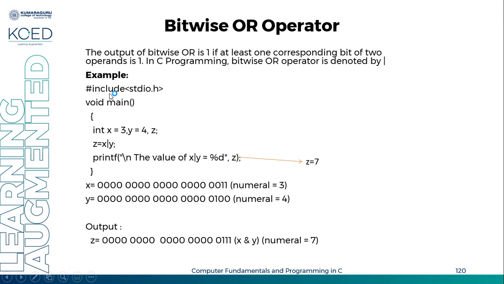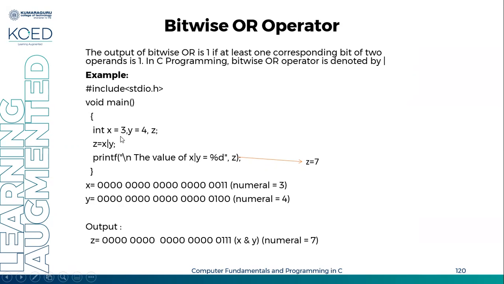Okay. Here is an example program: #include <stdio.h> and void main. I'm declaring a variable integer x equal to 3 and y equal to 4. Okay, and another variable z which is not initialized, and z equal to x | y is performed, and the result is printed: \n the value of x | y equal to %d, the z value will be replaced here. So we'll see what will happen.